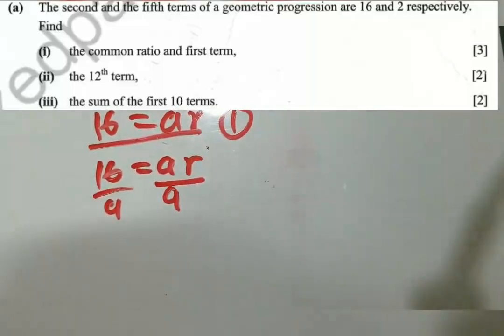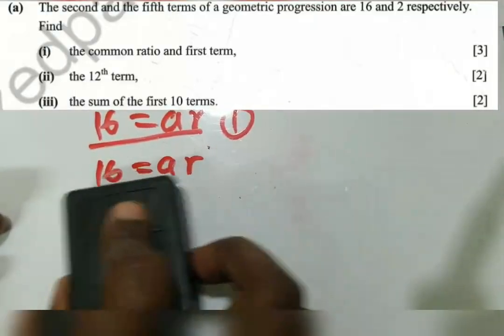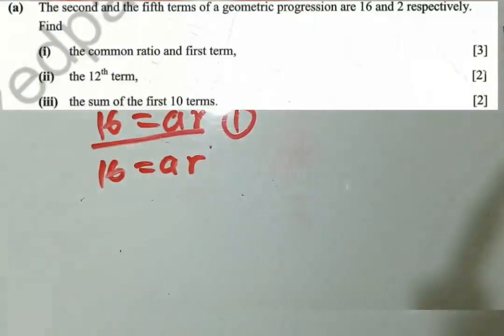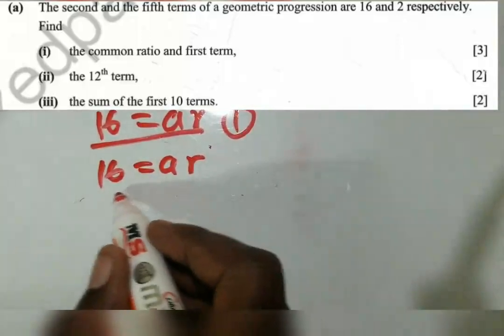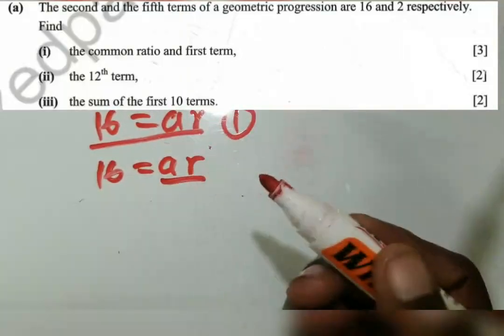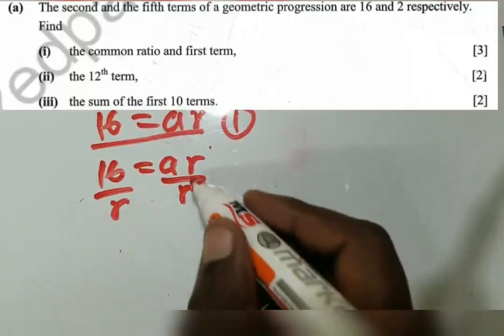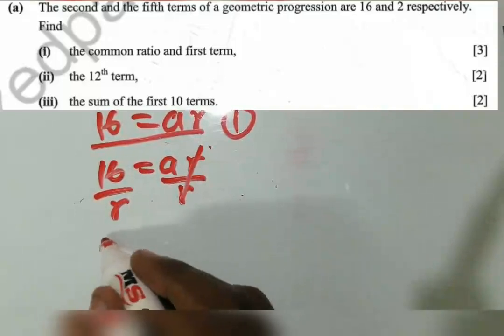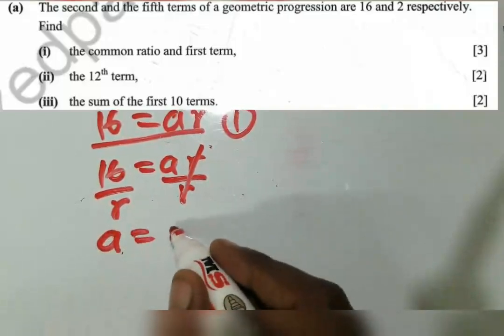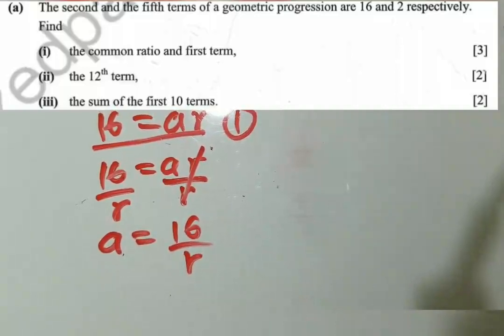Or if you want, you can even make A the subject. It's just one and the same thing. So let's try to make A. If you want to make A, you divide both sides by R, like that. Then R goes, and we have A is equal to 16 over R. Okay, as simple as that.